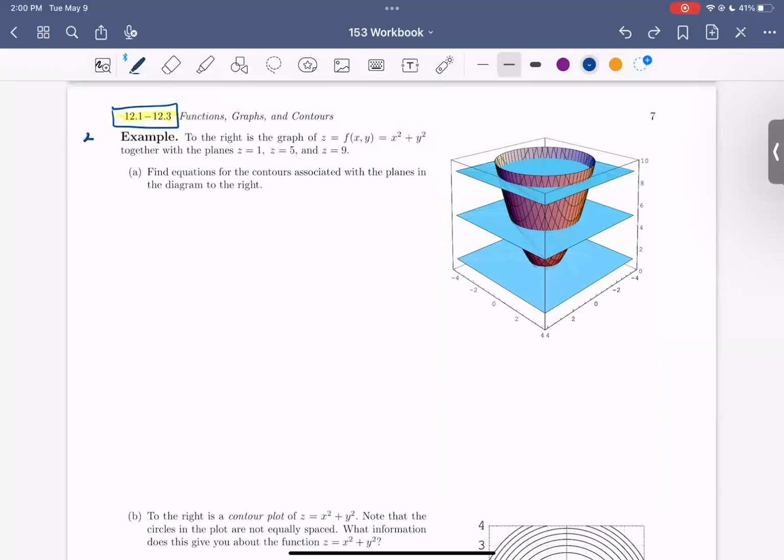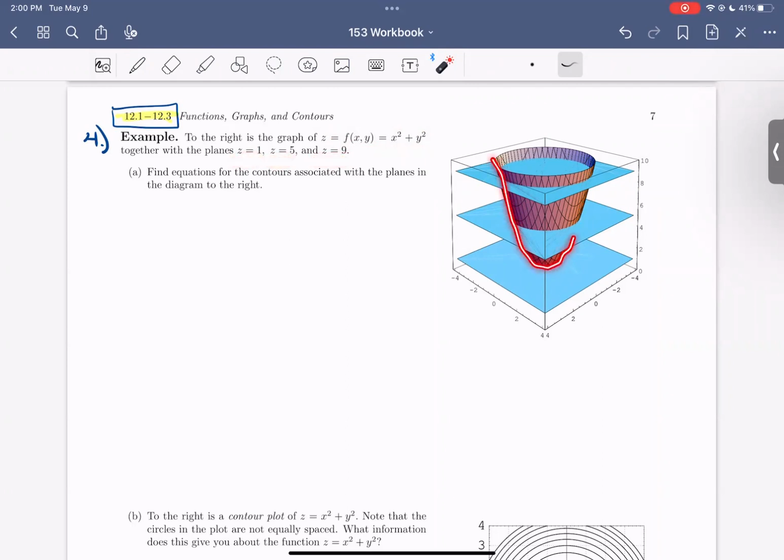In this video, we're going to look at the next example in sections 12.1 and 12.3. This is actually the fourth example in this section. Here we're told that to the right is the graph of the function z equals f of x, y given by x squared plus y squared, together with the planes z equals 1, z equals 5, and z equals 9. So let's unpack that.